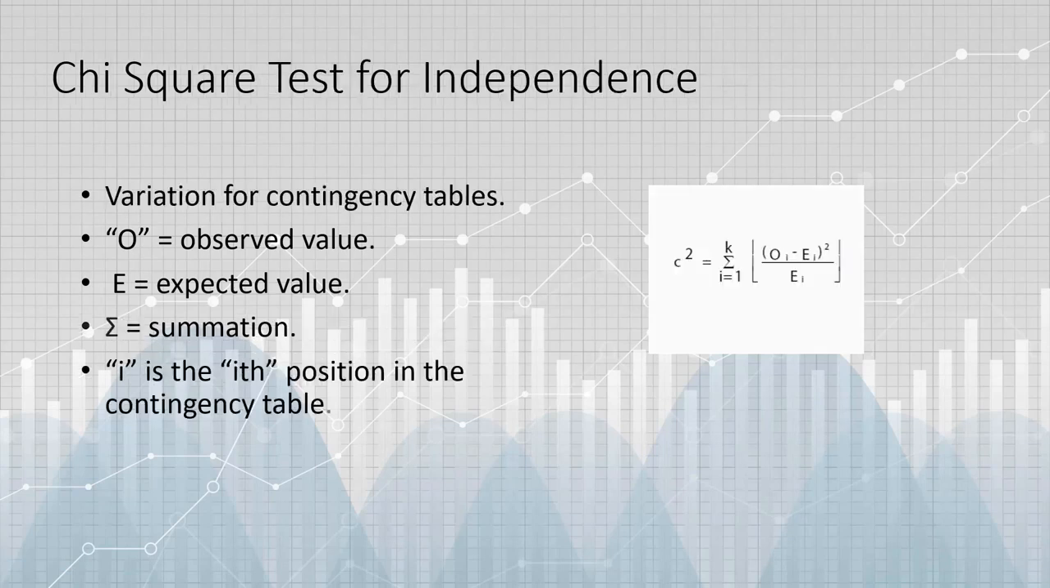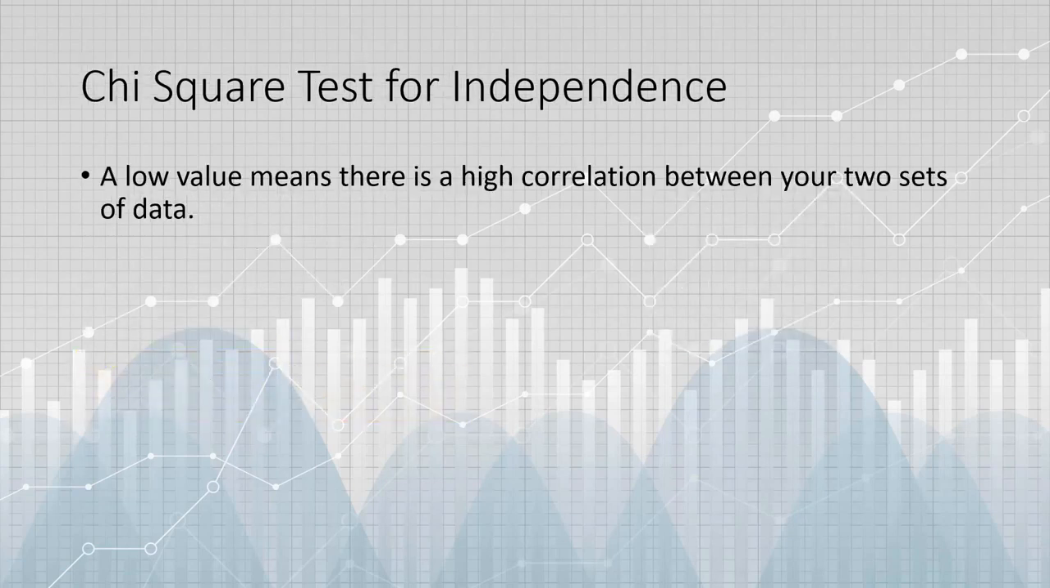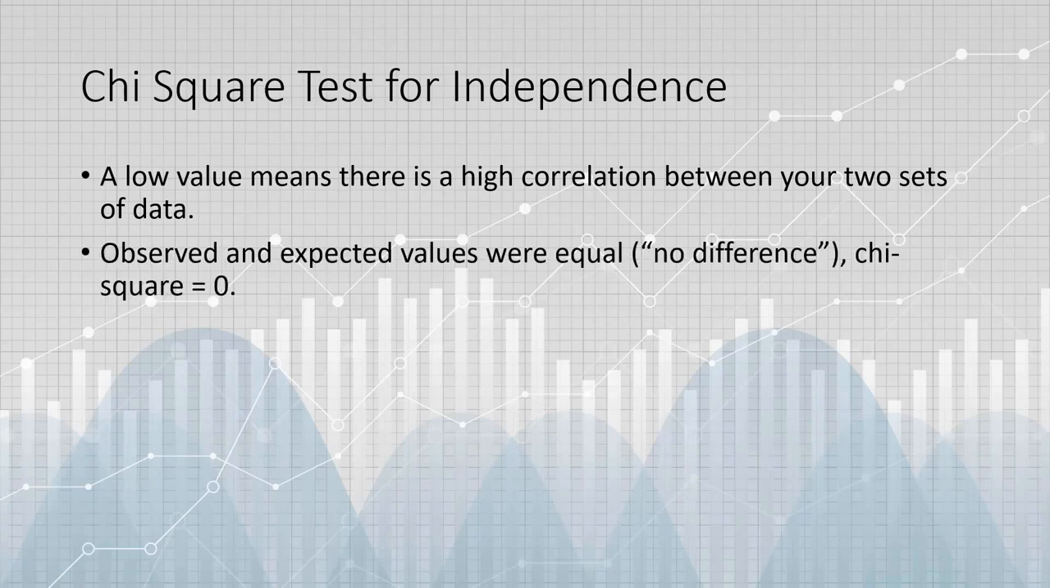For the chi-square test for independence, the main difference is that you'll be summing over positions in a contingency table instead of over categories. A low value for chi-square means there is a high correlation between your two sets of data. In theory, if your observed and expected values were equal, that is no difference, then the chi-square would be 0. That's an event that's unlikely to happen in real life.